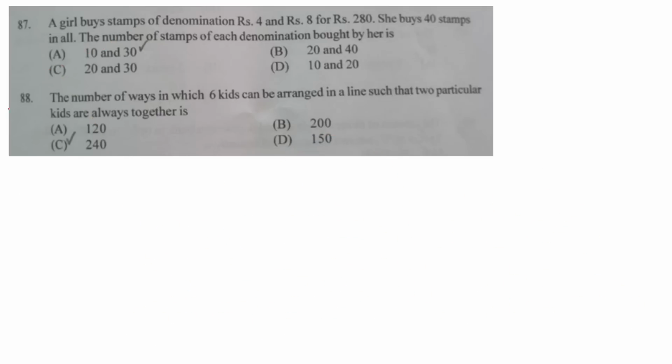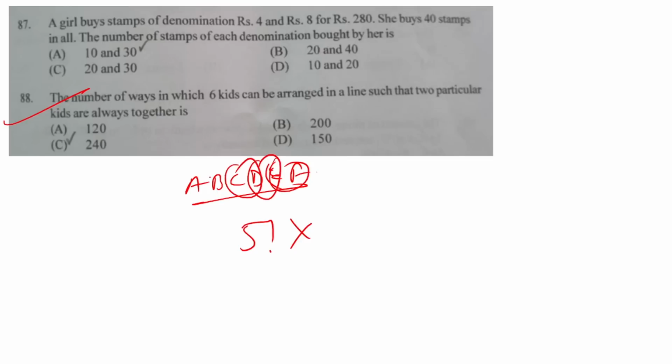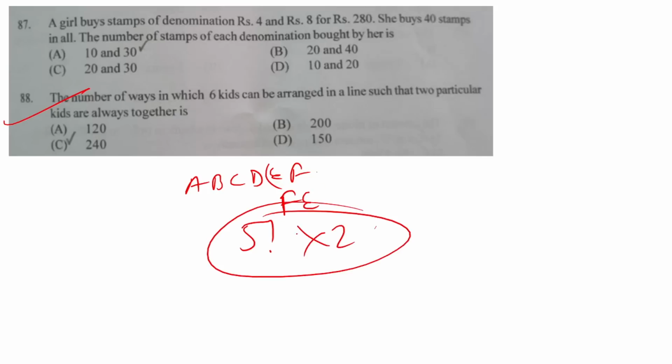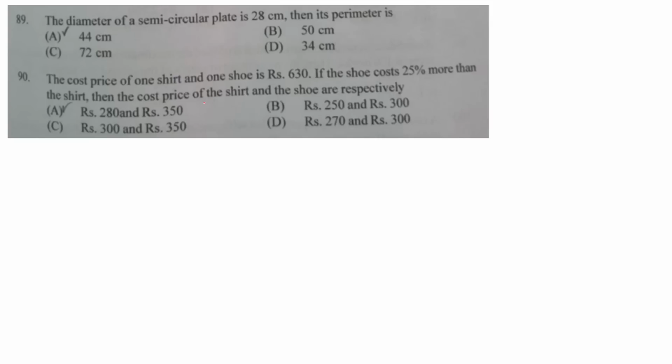Question number 88. The number of ways in which 6 kids can be arranged in a line such that two particular kids are always together. Assume the kids are A, B, C, D, E, F, and E and F must always be together. Treat them as one unit, so we arrange 5 units: 5 factorial. E and F can be arranged in 2 ways, so 5 factorial multiplied by 2, which is 120 times 2, equals 240.